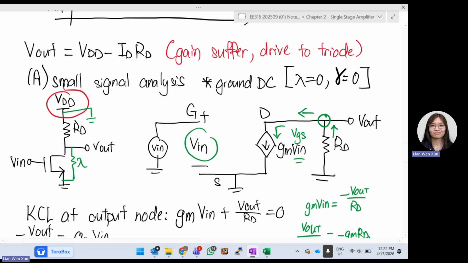So for all the amplifiers that we'll be learning, we will need to draw small signal analysis. We just want to analyze what happens when we increase a little bit. So what we can observe: when we say you want to draw small signal analysis for an amplifier, in the end we want to get the gain. We want to know what is the small signal gain, V out versus V in. So our point is V out versus V in.